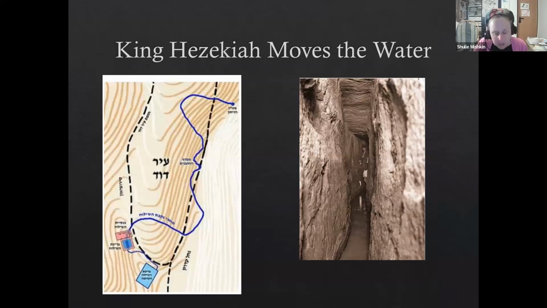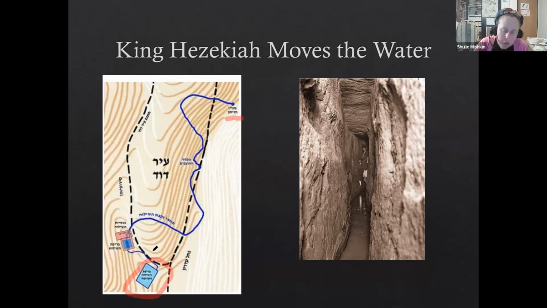It lasts until the time of King Hezekiah, the 700s BCE, where for various reasons, he decides to move the water, right? He doesn't build a tunnel for people. He builds a tunnel for water. He moves the water from the Gihon spring in a very zigzaggy way to a pool that is called the Shiloh pool, and he covers up the source, the Gihon spring, so that nobody talks about the Gihon anymore. They talk about the Shiloh.